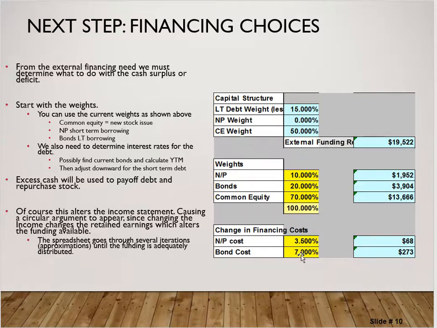So again, how you come up with interest is up to you. You could use, as it says here, you could find current bonds and look up their yield to maturity. Then maybe just adjust downward for some short-term debt, right? But in the end, this is the interest that we're going to have to pay next year when we borrow this extra, whatever that is, for $5,800.